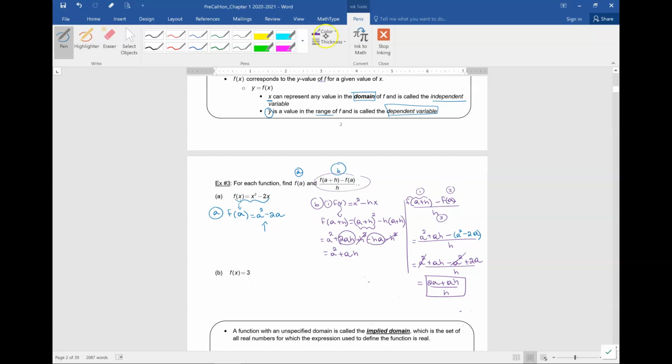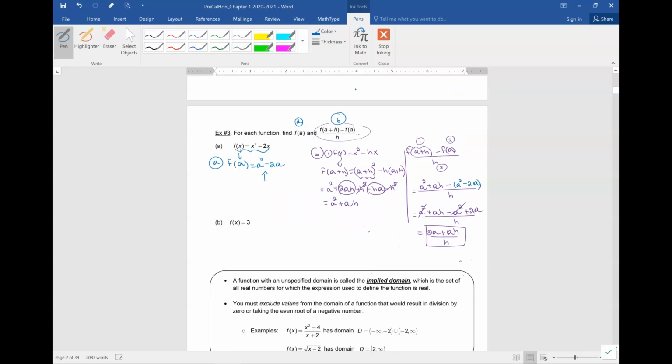Okay, all right, so let's do another one here. For f of x, I need to find f of a, for f of x equals 3. Well, let's take a look at what f of x equals 3 looks like. If this is the x and y axis, f of x equals 3 is like graphing y equals 3. So now, what's f of a?